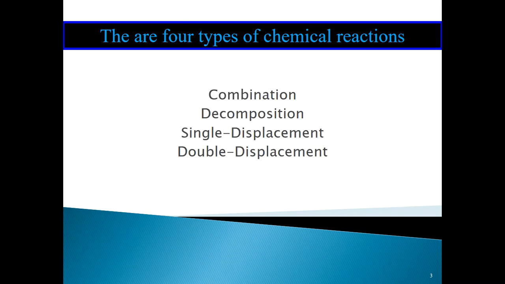We have combination, decomposition, single displacement, and double displacement. There's a fifth type which I'm going to discuss later on, but it's not included in this list. The main reason why is because that type is actually one that overlaps with single displacement reactions, or actually combination reactions. So we're going to discuss that type, and that's combustion reactions, but that's for later on. We're going to cover that after we have completed a discussion of these types of reactions.